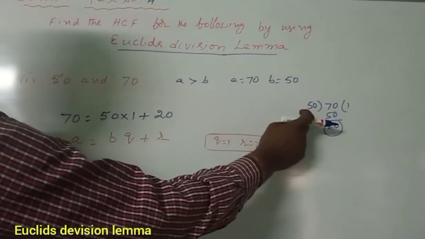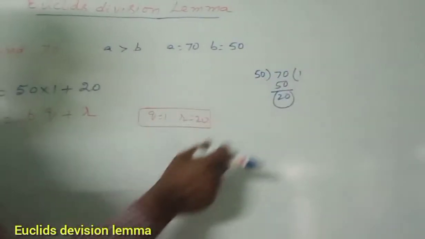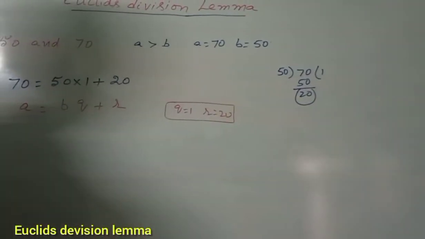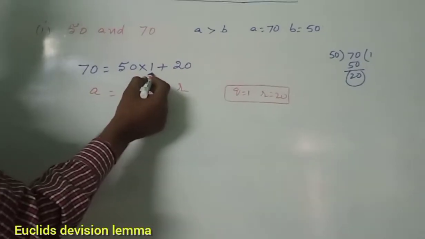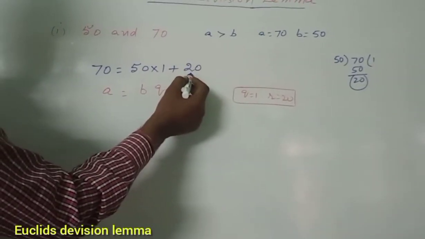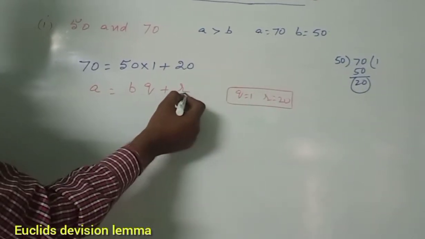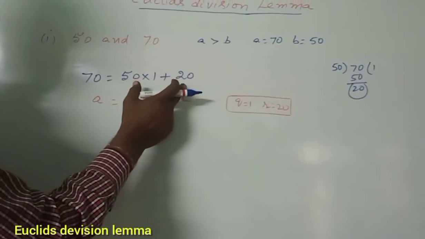So already we know that, normal division. 50 how many times? 1 time. Remainder value 20. So 70 is equal to 50 into 1 plus 20. So Q equals 1, R equals 20. R is not equal to 0.